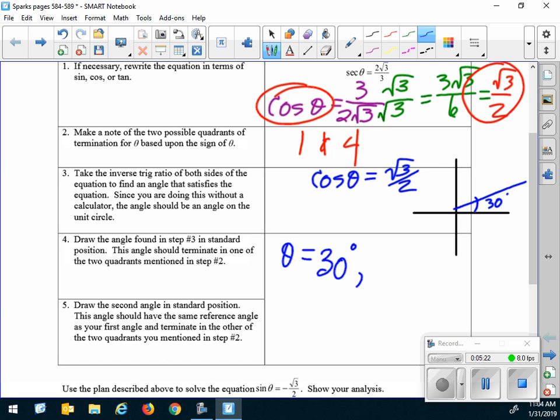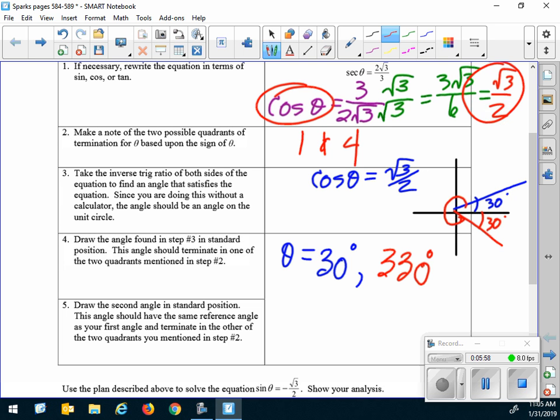or, now you said it could be in quadrant 1 or quadrant 4, right? If it's in quadrant 4, what is its reference angle? Has to have the same reference angle. So how can I figure out this angle right here? Now we're in degrees, okay? 360 minus 30. There are your angles. There are your answers right there. Done.